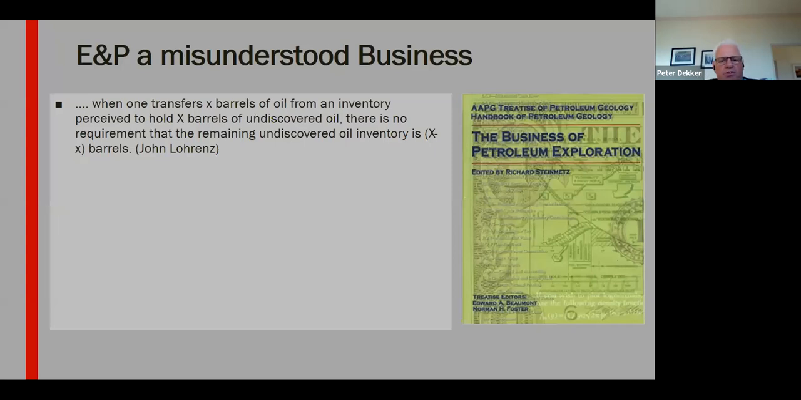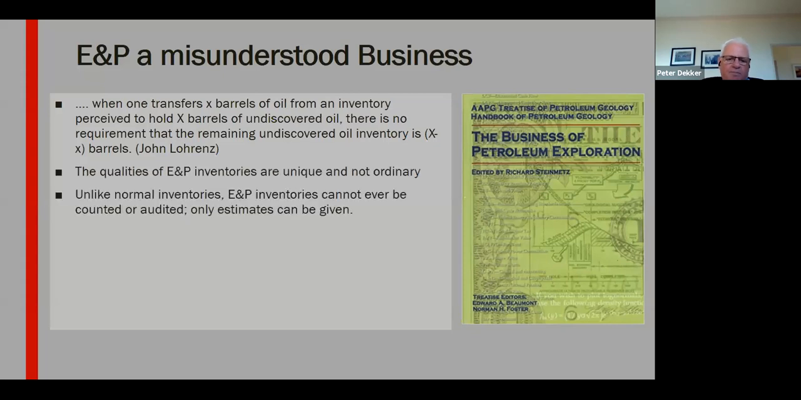So the exploration and production in the oil and gas industry is a misunderstood business. This is a very nice book, issued by the AAPG, the American Association of Petroleum Geologists. And one of the quotes in there from John Lawrence was, when one transfers X barrels of oil from an inventory perceived to hold capital X barrels of undiscovered oil, there is no requirement that the remaining undiscovered oil inventory is capital X minus X barrels. We never exactly know how much there is in the underground, until the moment that you have closed the field, and you know what you've been able to get out economically.